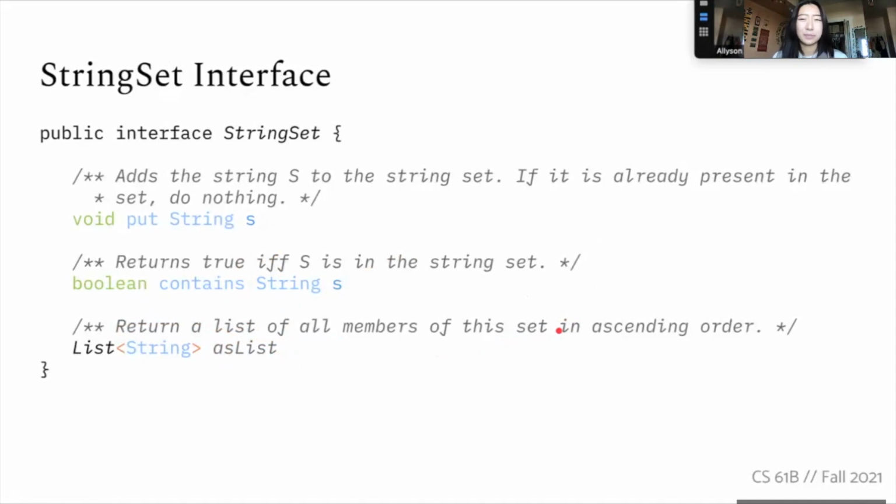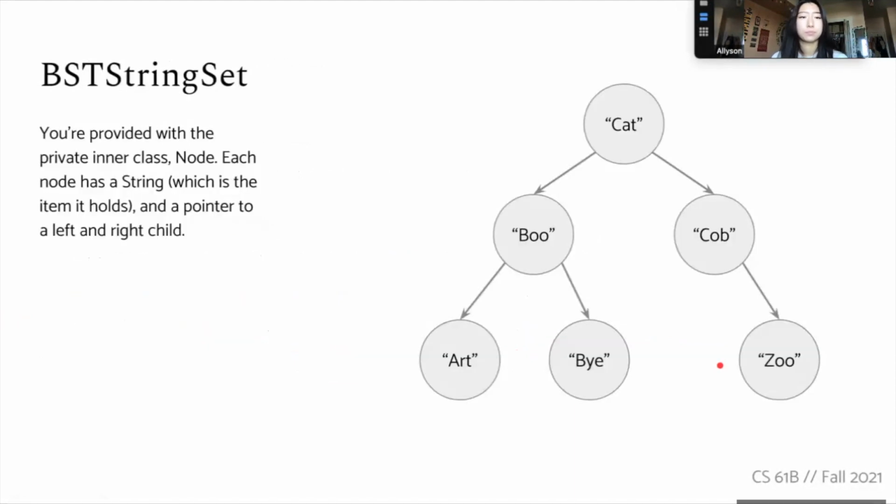Note that for the hash set, it actually doesn't require it to be in ascending order just because it would be a hassle. But for the binary search tree set, we are going to be enforcing this ascending order or sorted rule. So we can talk about BSTStringSet first.